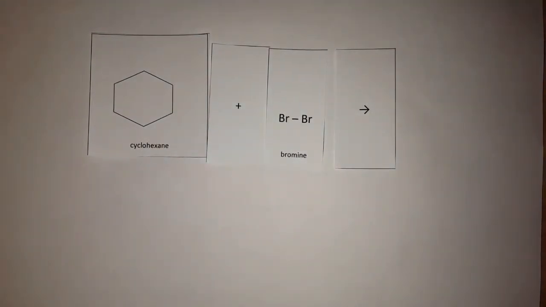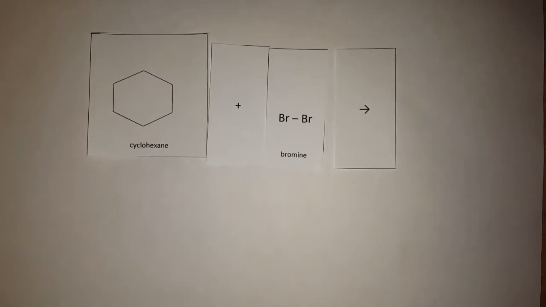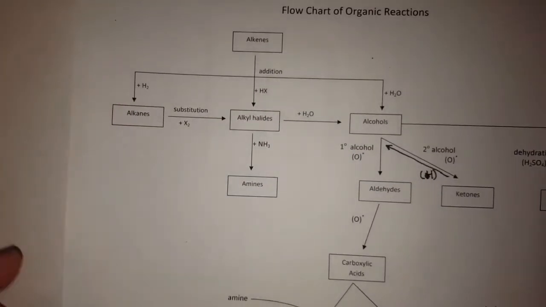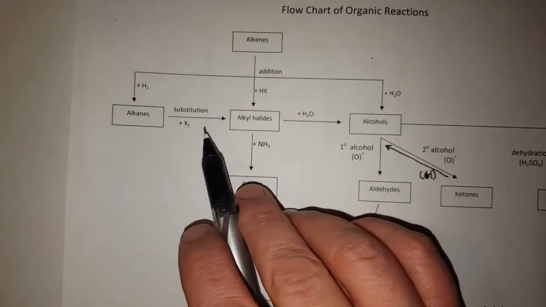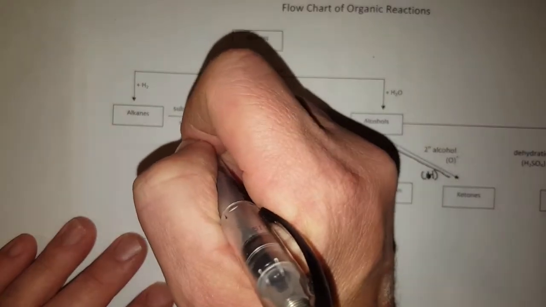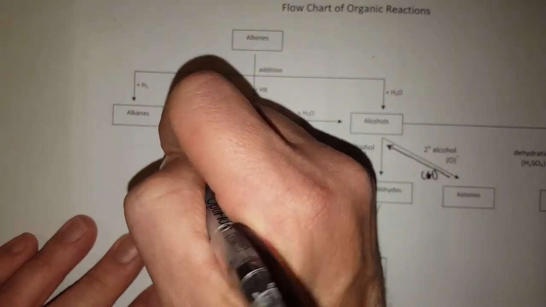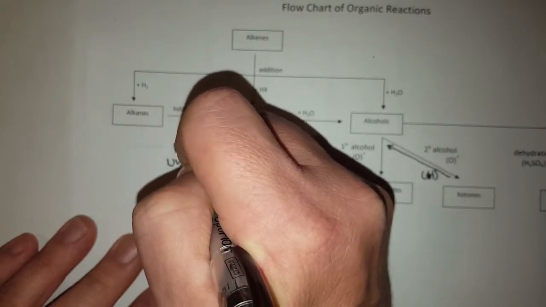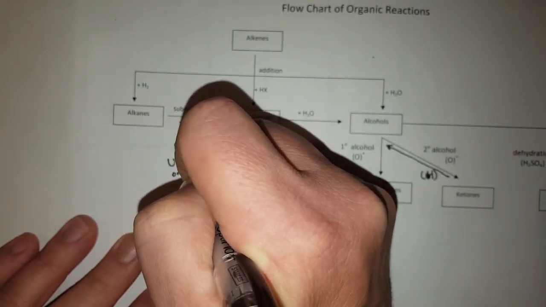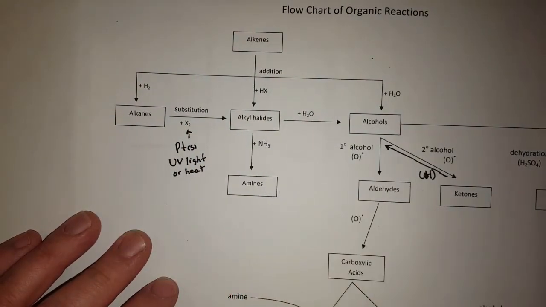Our third reaction is a substitution reaction. Here I have an alkane. We know this by all single bonds, and I'm going to react that with a halogen. So if we go to our flow chart, we can see, hey, an alkane is here, and I want to go to halogen. It's a substitution reaction, and we may remember that for this reaction, I need a catalyst often, but most importantly, I need UV light or heat for this reaction to occur, to be able to go from an alkane to an alkyl halide.